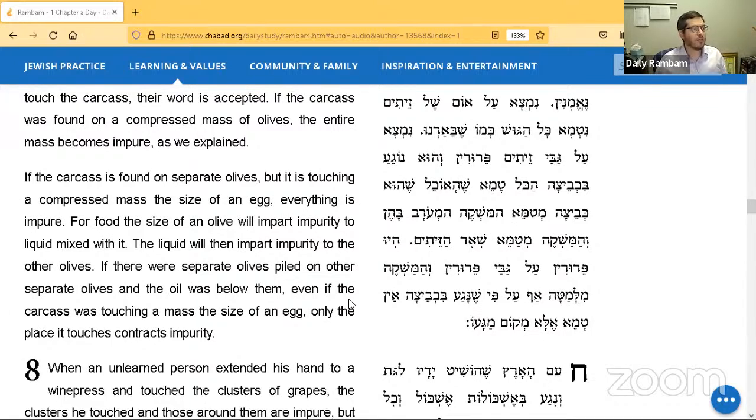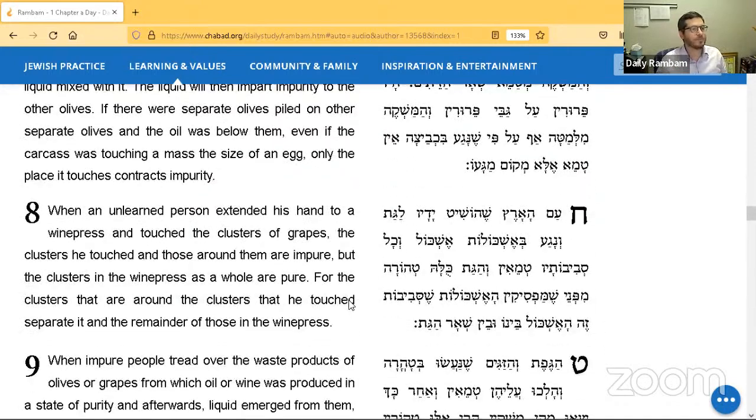For food the size of an olive will impart impurity to liquid mixed with it. The liquid then imparts impurity to the other olives. Now, if there were separate olives piled on other separate olives and the oil was below them, even if the carcass was touching a mass the size of an egg, only the place it touches contracts impurity, because then the liquid is under it and doesn't serve as a conduit to transfer it.